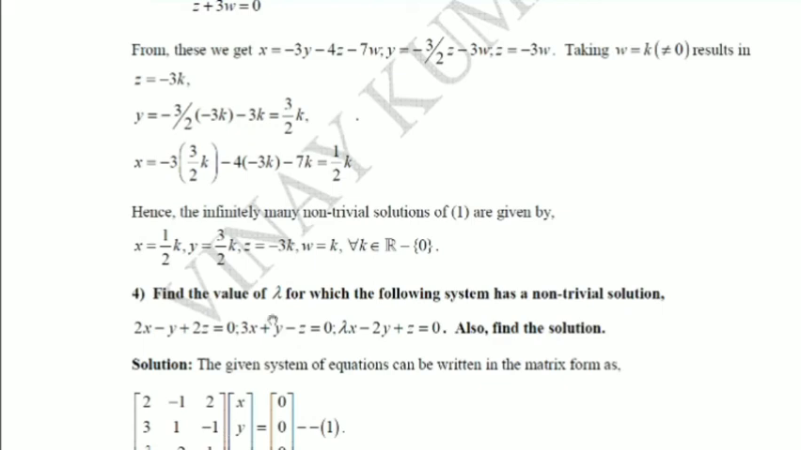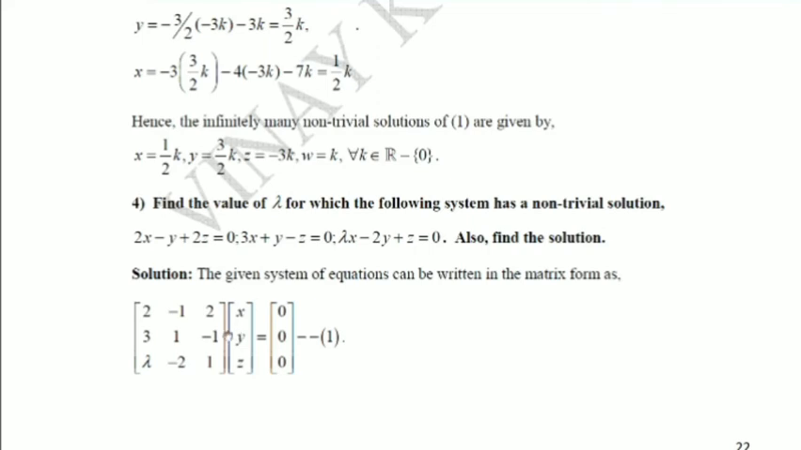Using that fact, we have to find the value of lambda. And also we have to obtain the solution. Solution means common value for x, y, z. Okay, let us express the given system into a matrix form.